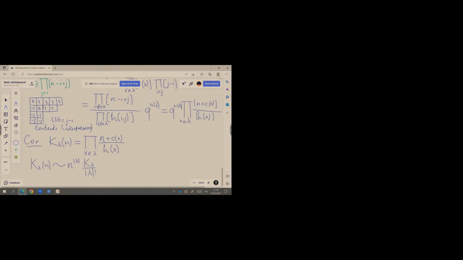So we know that this is a polynomial in n, and the highest term is, of course, just n to the power number of boxes in lambda. So from the corollary, I get that k lambda of n is asymptotically equivalent to n to the power lambda divided by the product of hook lengths.